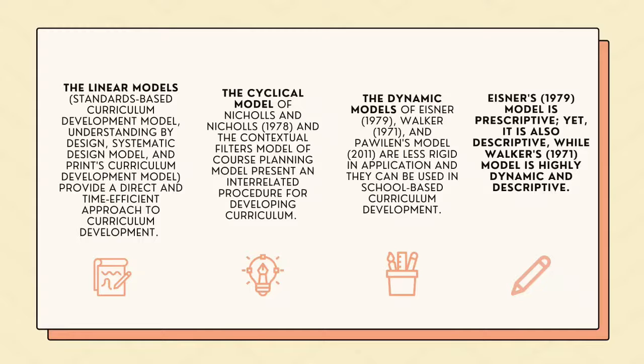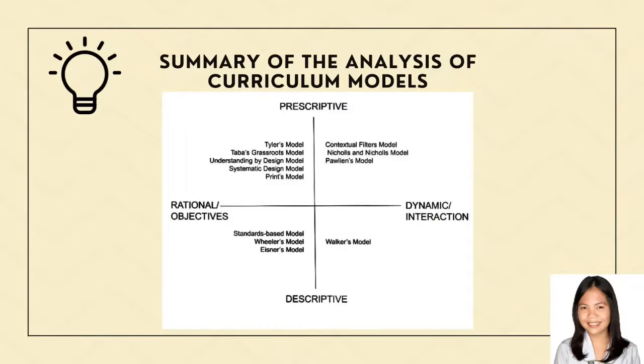These models are applicable to school-based curriculum development. So let's now move on to the dynamic models of Sneer, Walker, and Pawilen's model, which are less rigid in application and they can be used in school-based curriculum development. These two models reflect the reality of how institutions and teachers develop curricula. Sneer's model is prescriptive, yet it is also descriptive, while Walker's is a model which is highly dynamic and prescriptive. So now let's go back to the figure that we had earlier.